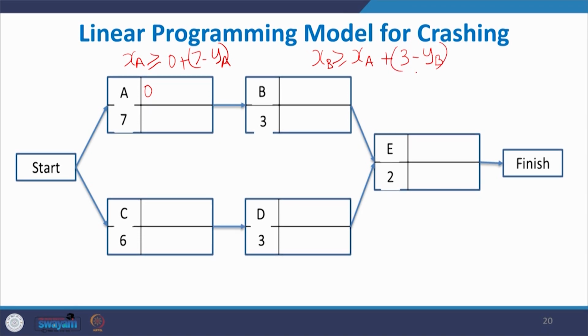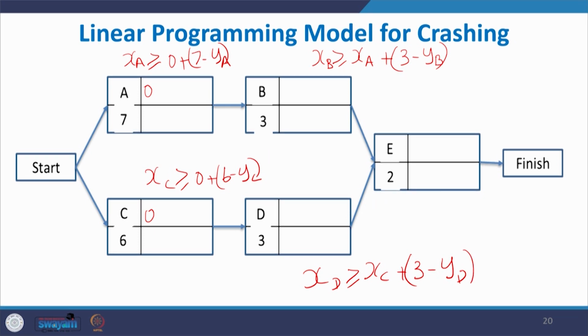Now, we come to activity C. So, here it is 0. So, XC is greater than or equal to 0 plus 6 minus YC. Now, for activity D, XD is greater than or equal to XC plus 3 minus YD. What is the YD? How much time this activity D can be crashed.